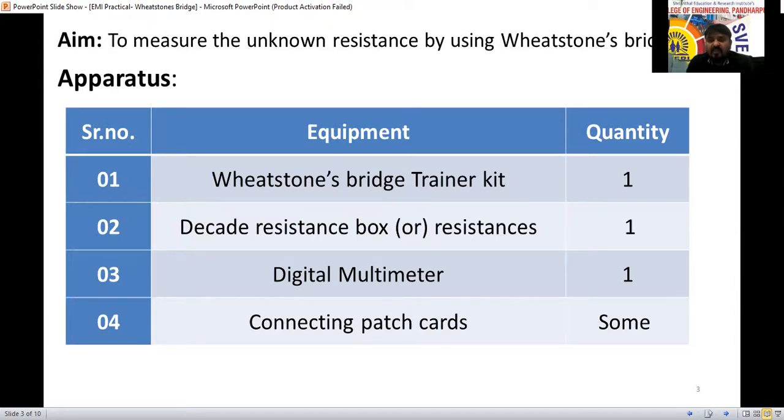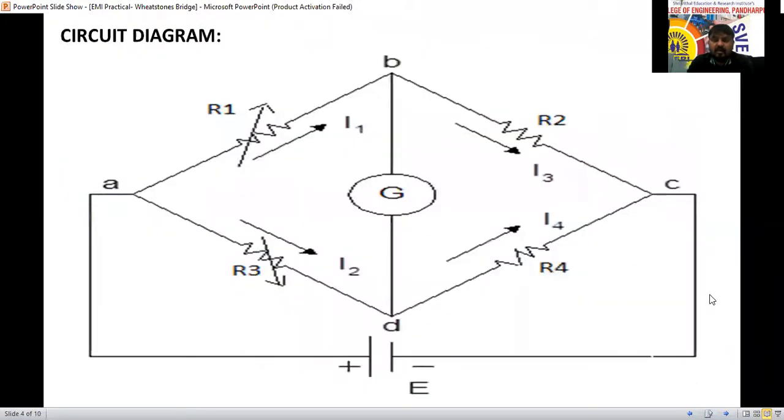To perform this practical, what are the components required? First is the Wheatstone bridge kit, where we have to connect the resistances 1, 2, 3, 4. After that, resistance boxes are required, variable resistances if applicable. A digital multimeter to measure the voltage, and connecting patch cards, which are required to make the connections. These are the components required to perform the practical.